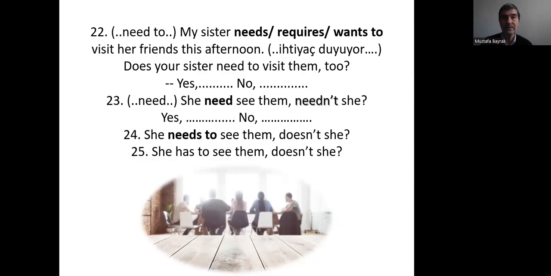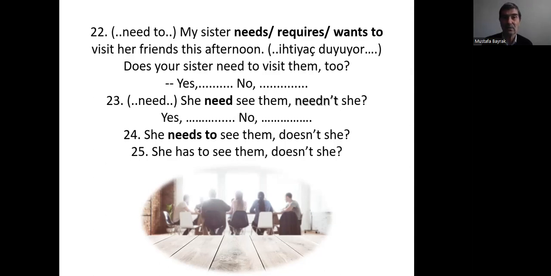Okay. 23, need. She needs see them as a simple model like can, must. She needs see them. She must see them. She can see them. Okay. She needs see them. Needn't she? Yes, she need. No, she needn't. No, she needn't see them because they will come. They will come to see her a few minutes later. So there is no need. There is no need for her to see them.